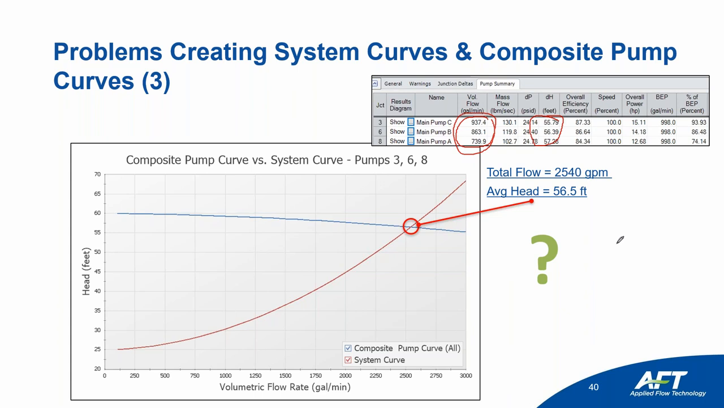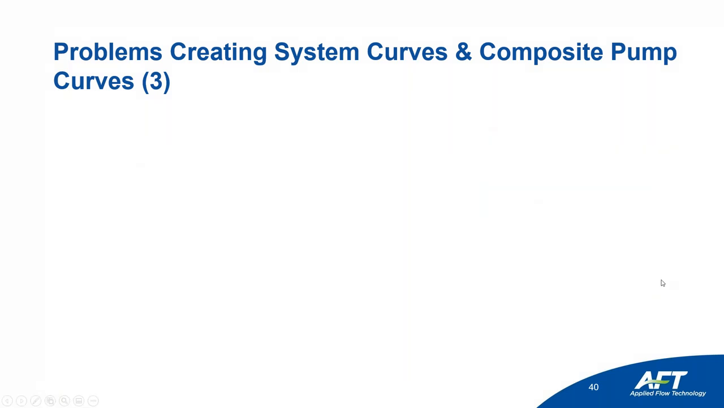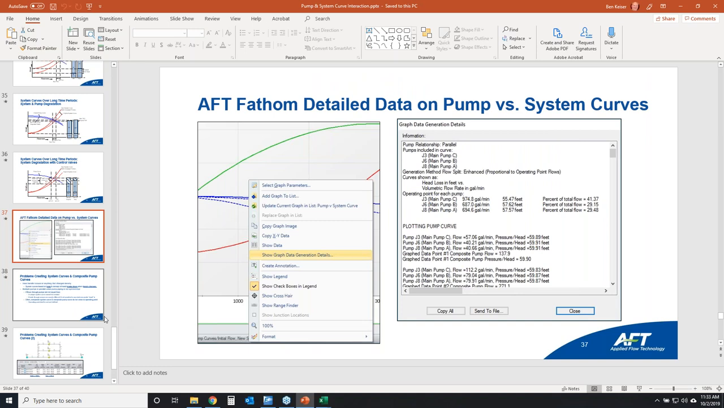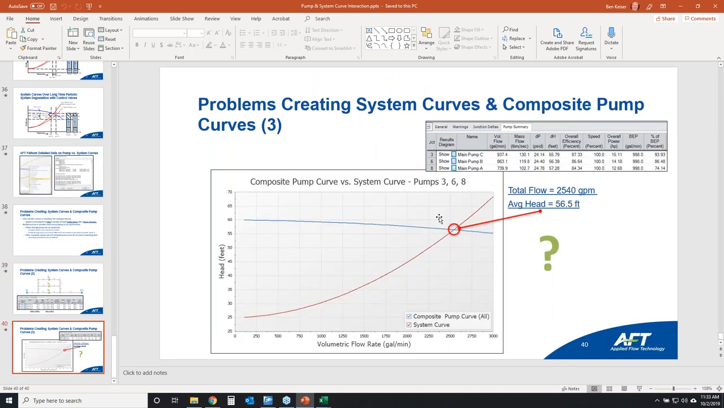So that's why once you generate that curve, you can right click on the graph itself, and then you can click on that option I showed you earlier to show graph generation details. And this will tell you exactly how we are attributing the flow split through each pump at each composite flow rate to generate that graph. And again, be sure to read that help file discussion on the enhanced method versus traditional method, and that'll explain how we're generating this composite curve for the pump curve and the system curve when you have multiple pumps in series or in parallel.